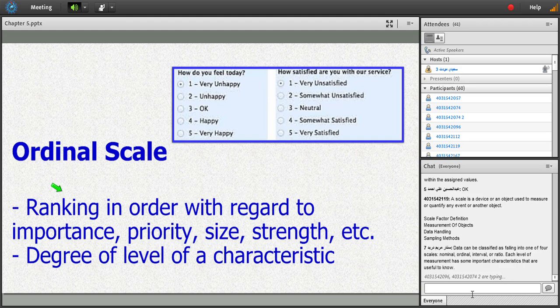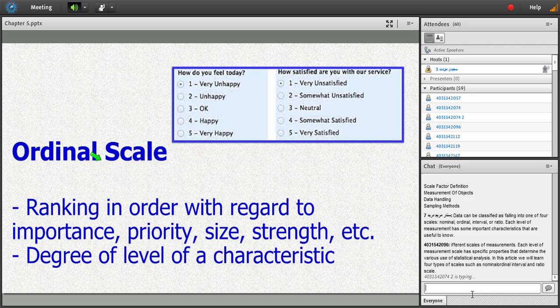Yes, they can be classified, exactly, as we refer to those characteristics. Ordinal scale ranks the characteristics in order with regard to importance, priority, size, strength. For example, 20 is more than 19. 18 is more than 16. 10 is more than 5. So they show the degree or level of a characteristic.